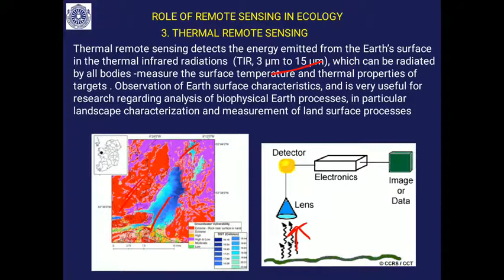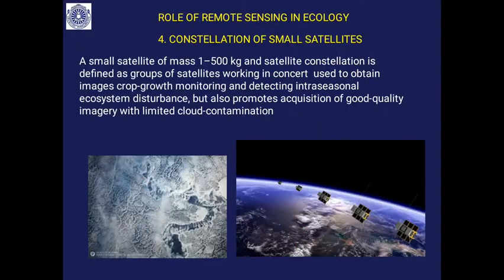This is the mechanism: how exactly it works is through an electronic imaging system. The images are taken and analyzed, and actions will be taken. This is a method of ecological monitoring.